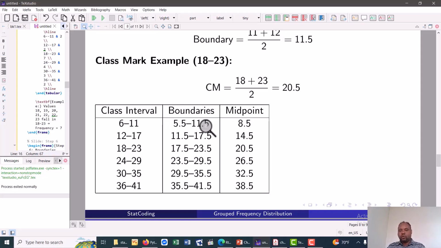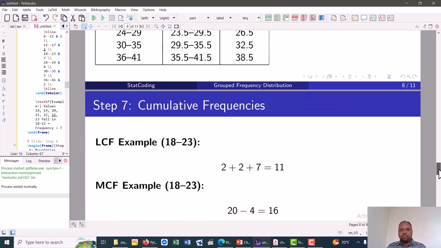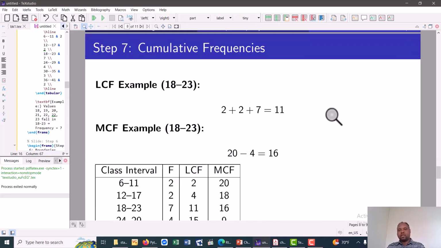Or from this one, 11.5 minus 5.5 is 6. Or 17 minus 11 is 6. 12 minus 6 is 6. So in such a way, the class widths can be computed to be the same. But the other important term that we can add to our basic grouped frequency distribution is cumulative frequencies.